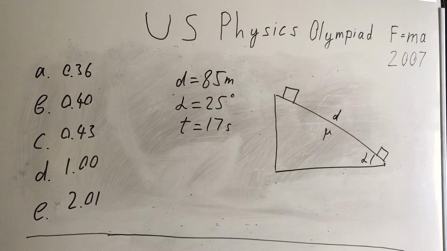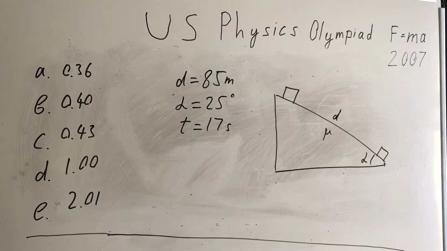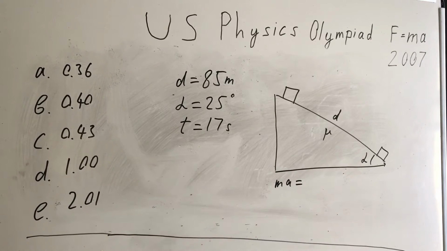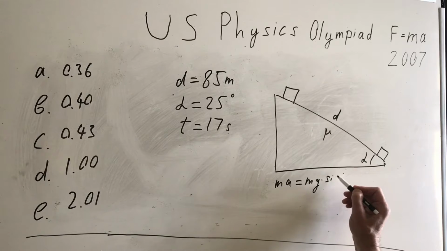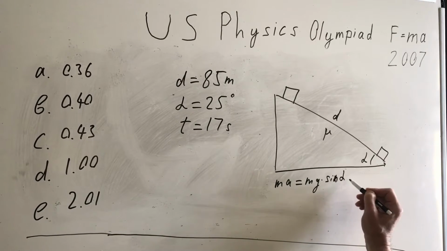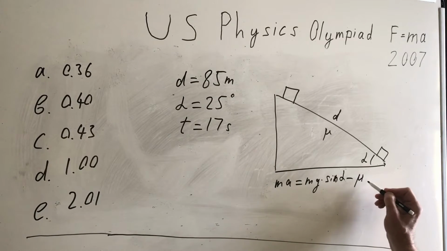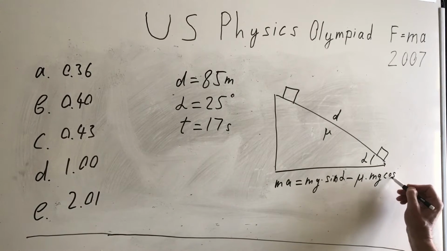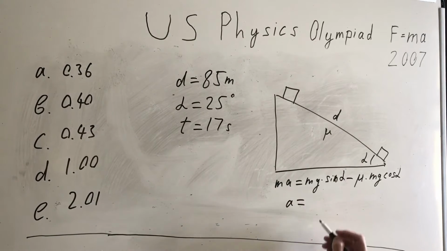If we know the acceleration, we can find the coefficient of friction, because we have this equation: ma equals the horizontal part of the gravity force, which is mg sine alpha, minus the force of friction, which is mu multiplied by the normal force, which is mg cosine alpha. So from here we can find the acceleration.